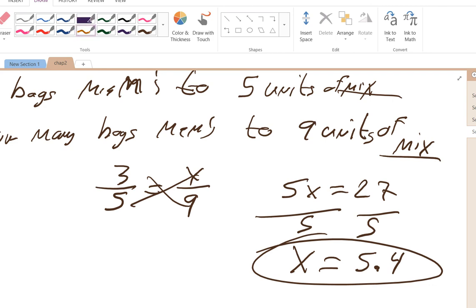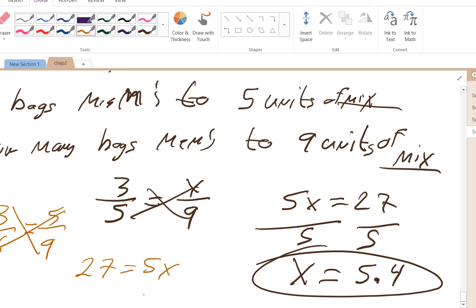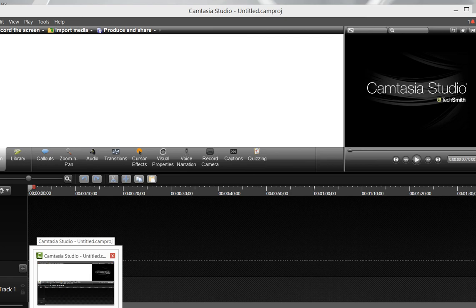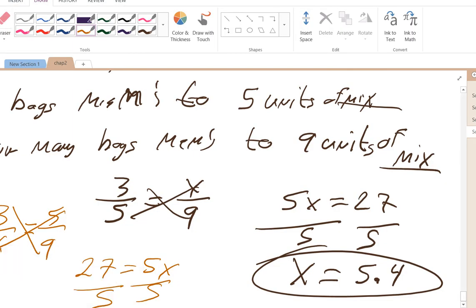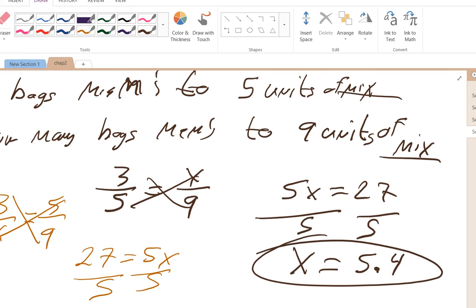Now, just to confuse you here, we could actually write this proportion in another way too. We could go M&Ms over M&Ms. So we could go 3 over x equals mix over mix, 5 over 9. Notice when you do that, you're multiplying the same numbers, and it's not going to change anything. So yes, you can write the proportion in 2 different ways.